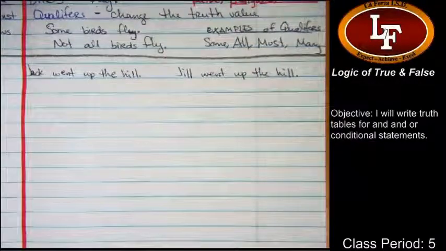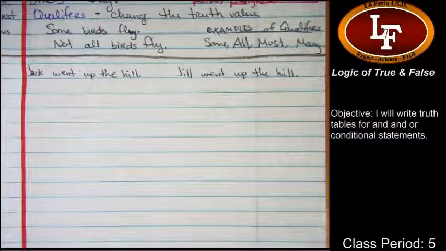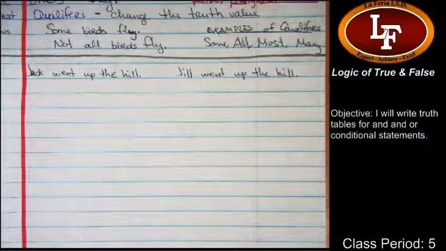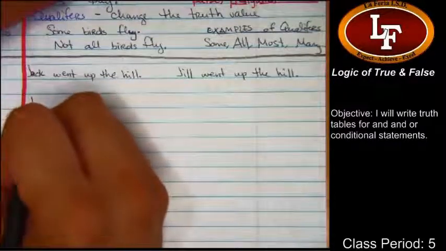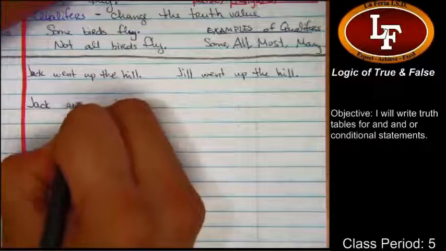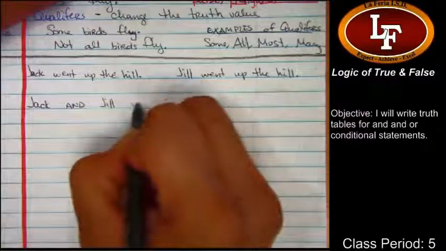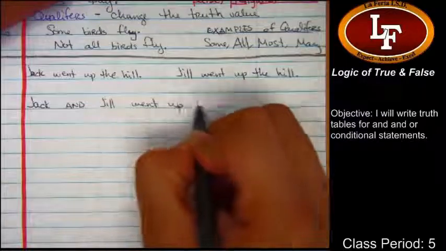And we can do that compound sentence. That's where the nursery rhyme starts, right? With that compound sentence with that word "and." So I'm going to write that back in there. Jack and Jill went up the hill.